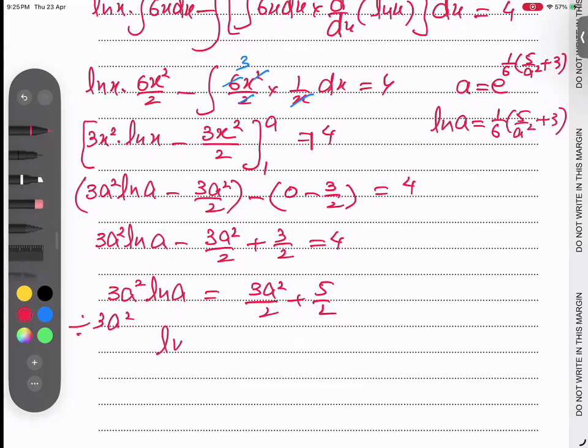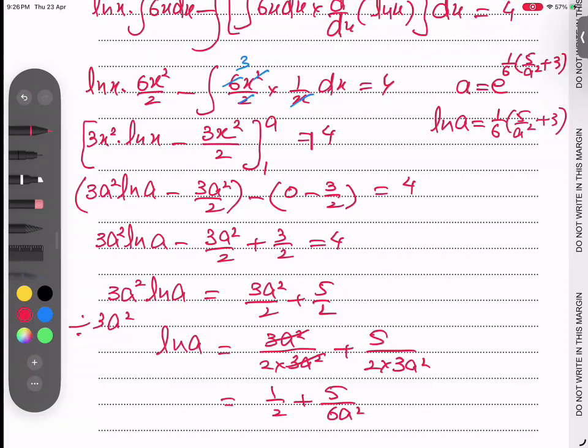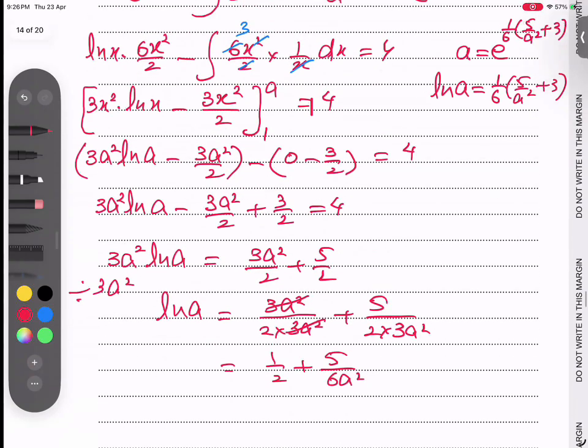So I'm getting ln of a. Okay, here I'm getting what, students? So when this 3a square comes at this level, 3a square is already present, 2 is present, and 3a square comes extra, and 5 by 2, and I get 3a square extra. This cancels out. We get 1 over 2 plus 5 over 6a square. You can see that we are reaching our target, okay?